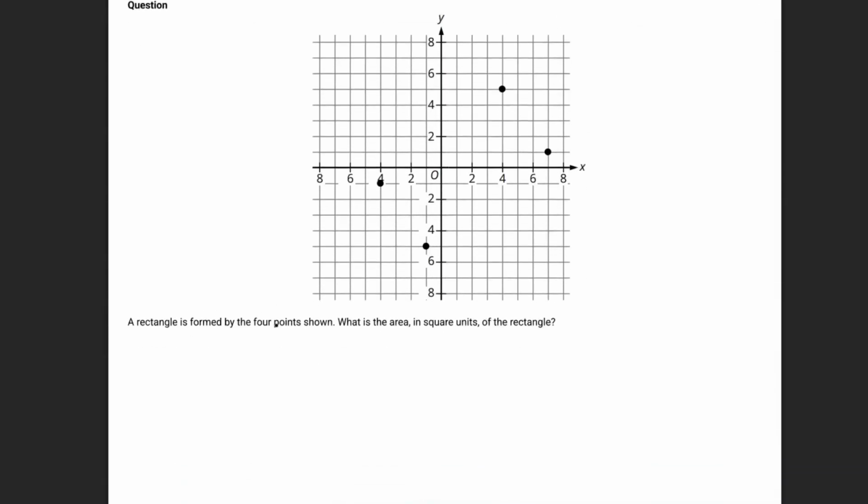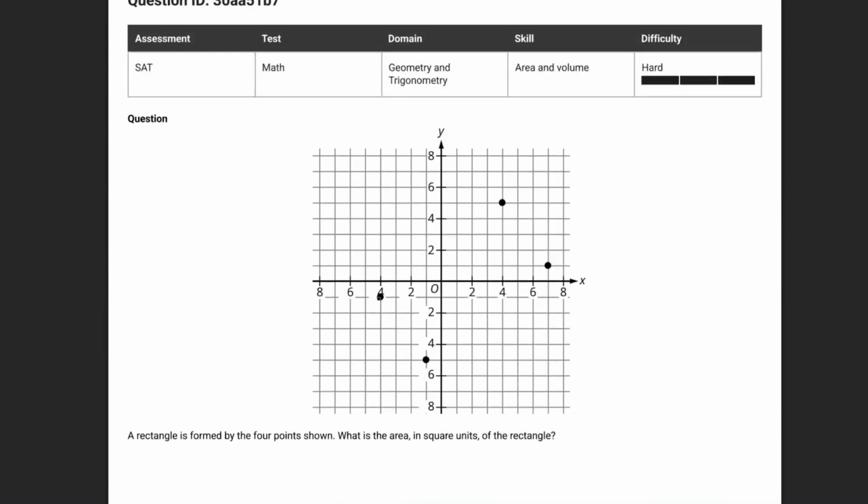Next one. This one's a bit harder, but at the same time, it's also really easy. It says a rectangle is formed by the 4 points shown. What is the area in square units of the rectangle? So if you just connect these dots like this, we want to find the area. We have to find the width, and then the length, and just multiply those two to give us the area. There's a really easy way to do this on Desmos. Just plot 3 points, then find the distance between this and this, and between this and this. Those would give you your length and width values, and you can just multiply them.